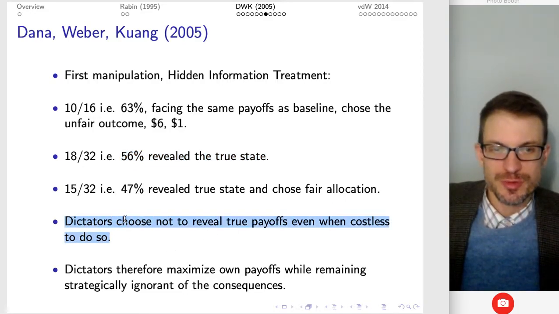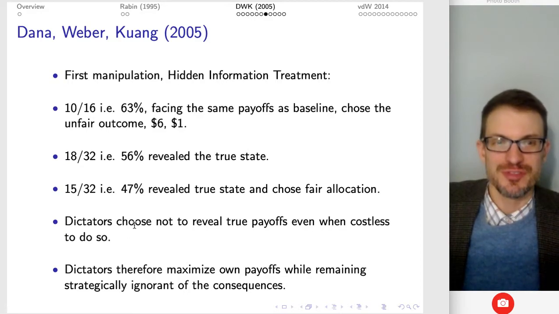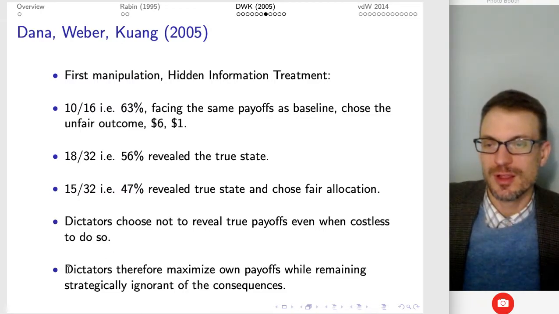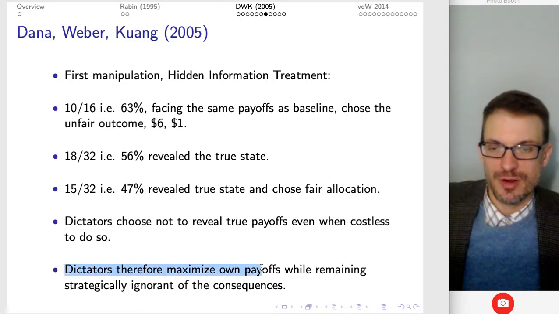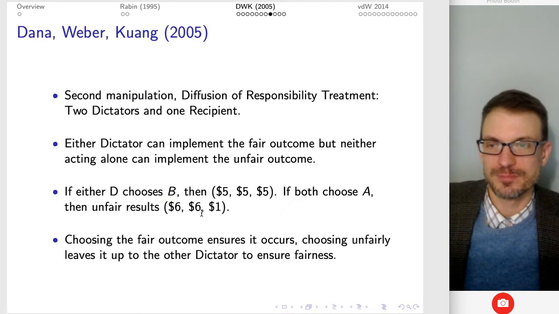Although not uniformly true, the message from this treatment is that overall, dictators tend to choose not to reveal the true payoff, even when it was costless to do so, right? It didn't cost them any payoff to learn what was going to happen to the recipient. So we see dictators maximizing their own payoffs while remaining strategically ignorant as to the consequences for the other player.